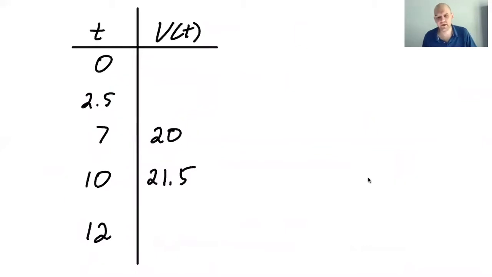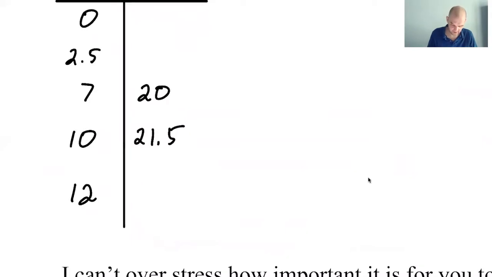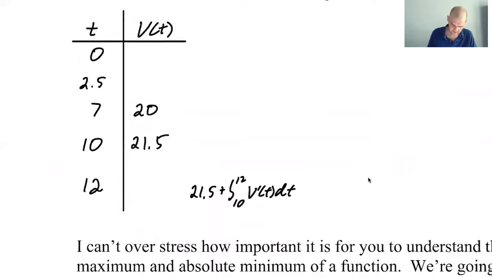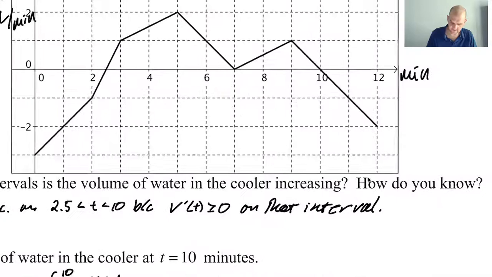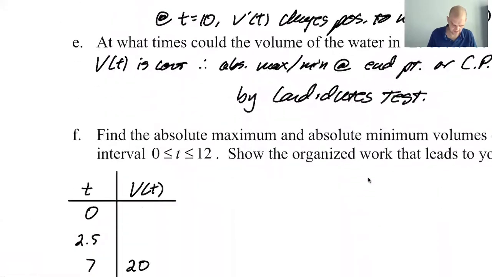Okay, so let's think. I think the next easiest one is 12, because to figure out 12, I can just take where I was at 10, 21.5, plus the integral from 10 to 12 of v prime of t dt. So let's figure out that integral. From 10 to 12, you lose 2. So that's minus 2. 21.5 minus 2 is going to be 19.5.